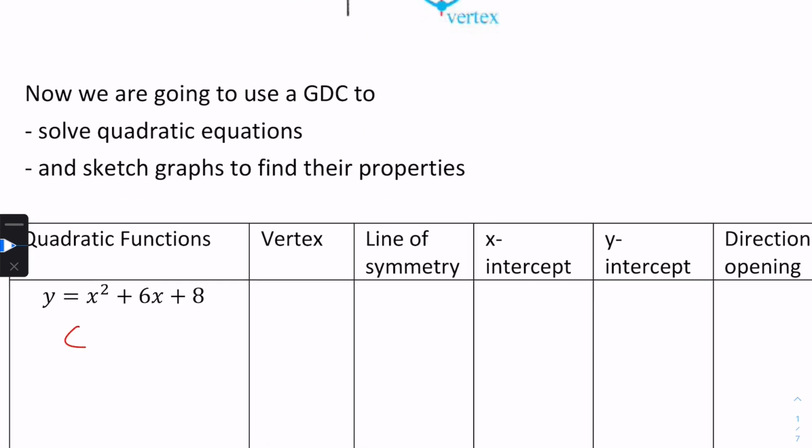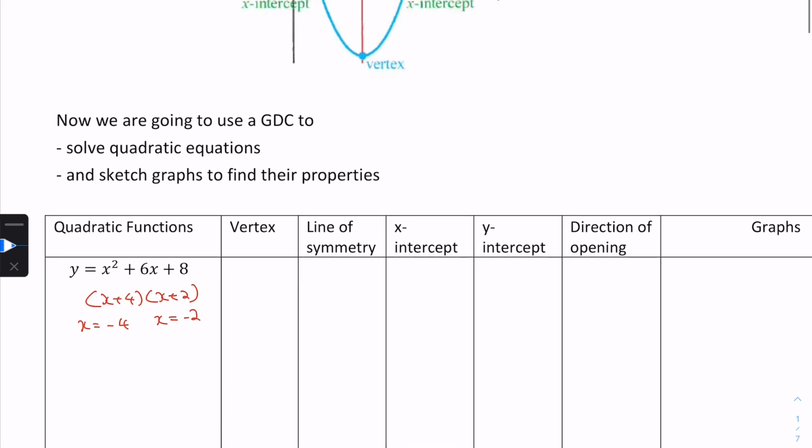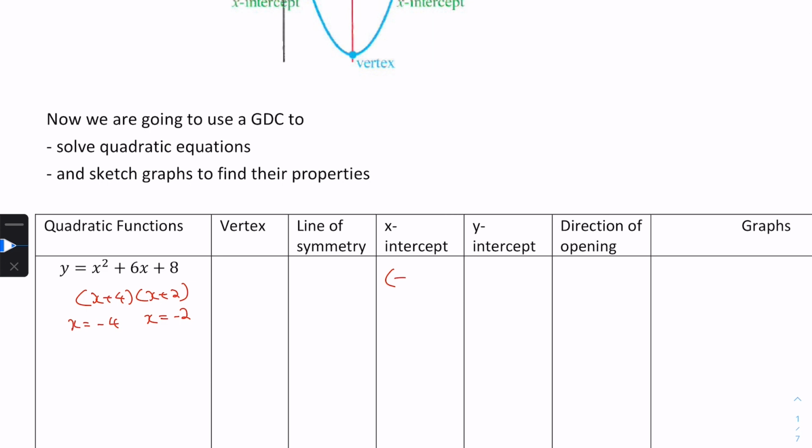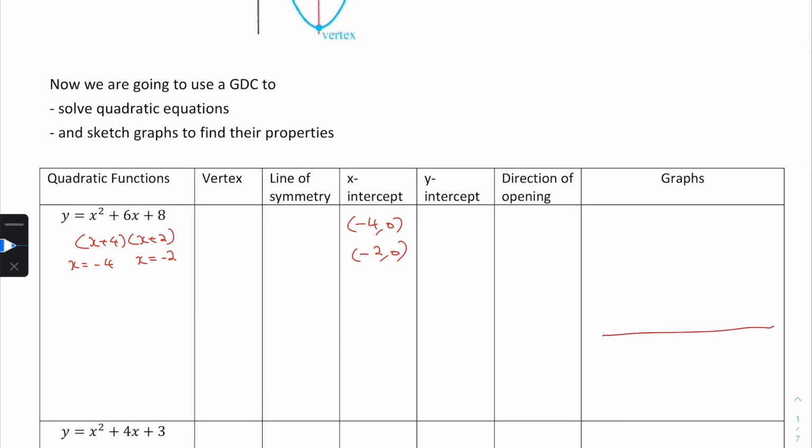We know that the factors of 8 are 8 and 1, and 4 and 2. My answer here is going to be x plus 4 and x plus 2. This is now in the factorized format. So if I were to solve this, my two solutions are minus 4 and minus 2. So by just doing that, we already have the x-intercepts, which are (-4, 0) and (-2, 0). If I were to graph that, my sketch would be something like this.